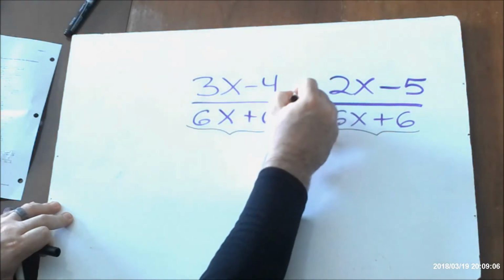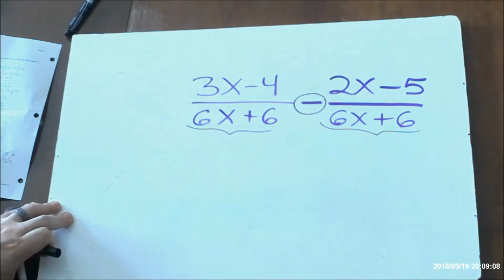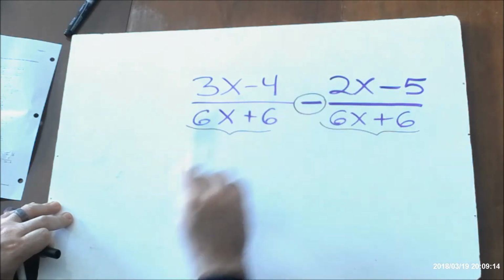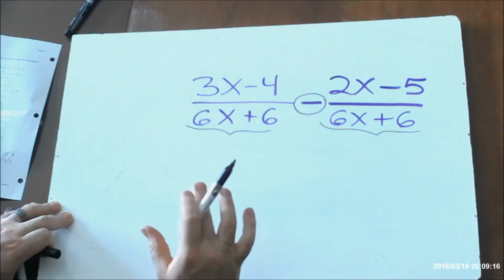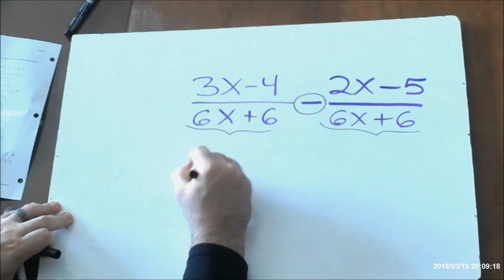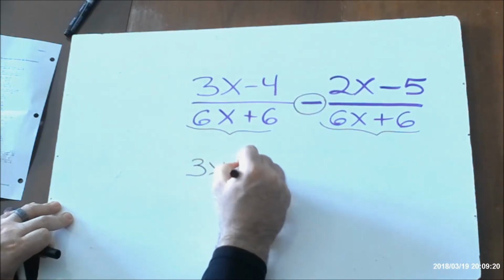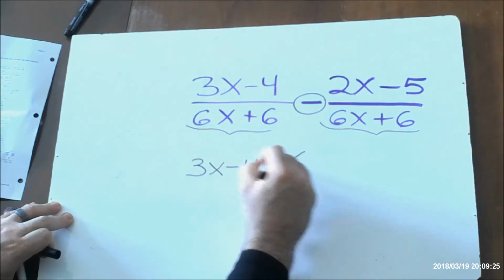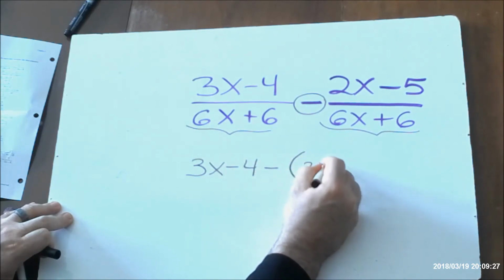Because again, you have a subtraction problem, which means that everything in the second fraction is getting subtracted. So all of these pieces are being subtracted, not just the 2x. The way I like to write this so I remember is I'll rewrite the fraction and make sure I put the entire fraction in parentheses.